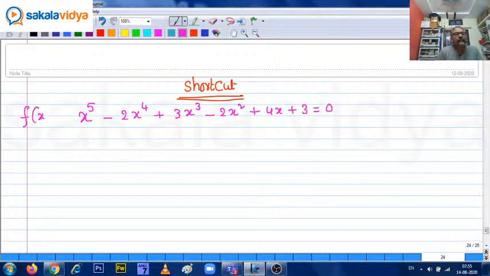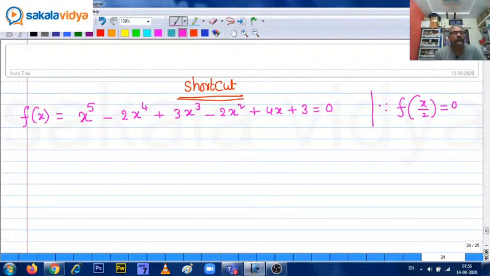No problem. You say f of x. But what we need to find out? f of x by 2 is equal to 0. You need to find out. Don't substitute. Simply I will tell one thing. How many terms are there here? 1, 2, 3, 4, 5, 6 terms.